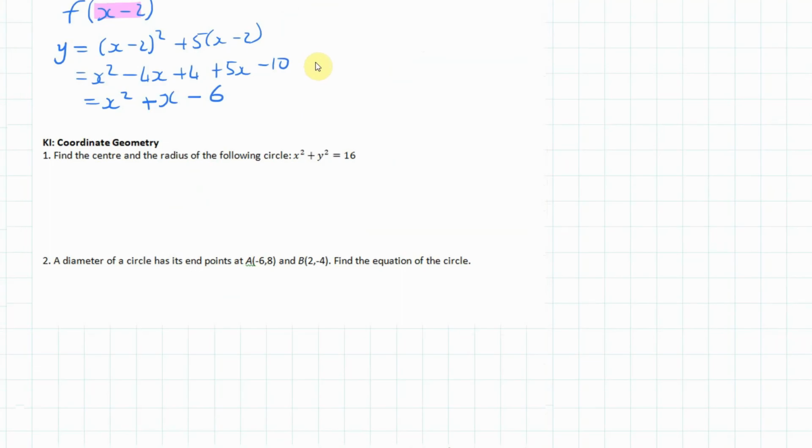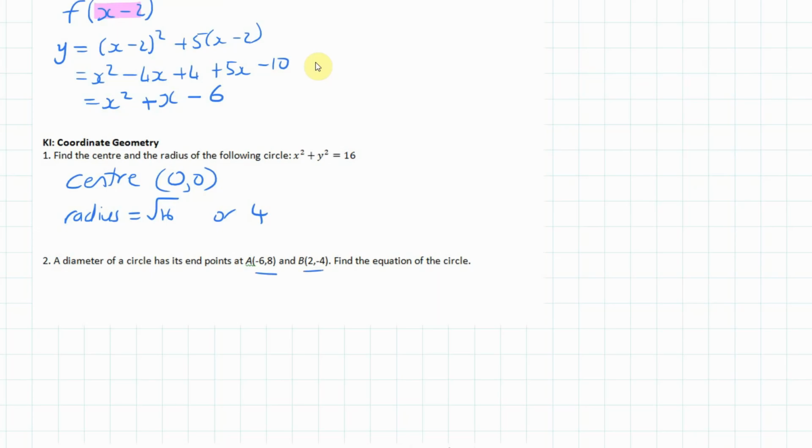Okay, we've got a circle geometry question next. Find the center and the radius. Okay, well, the center is at 0, 0, and the radius is equal to the square root of 16, or 4. Okay, now the next one is also a circle. We've got endpoints here, and we've got to find the equation of the circle.